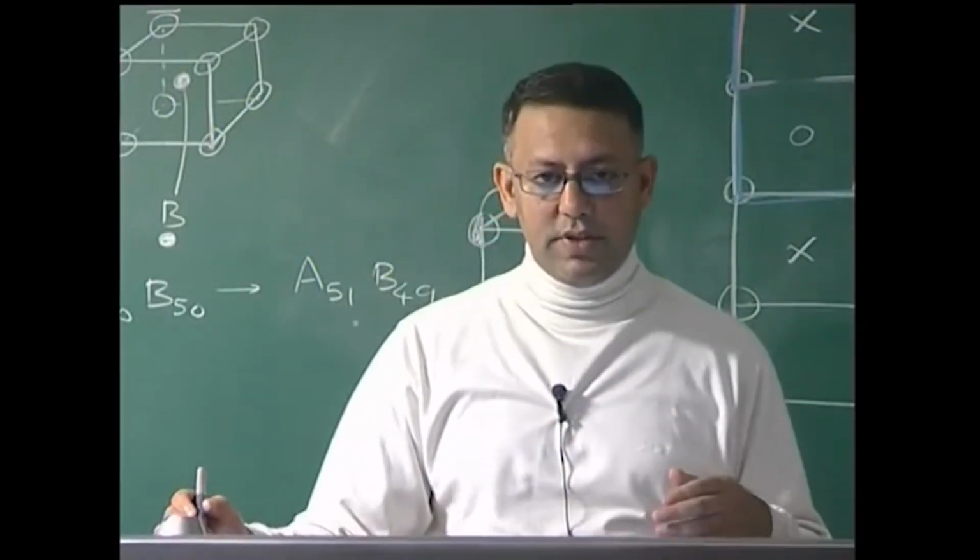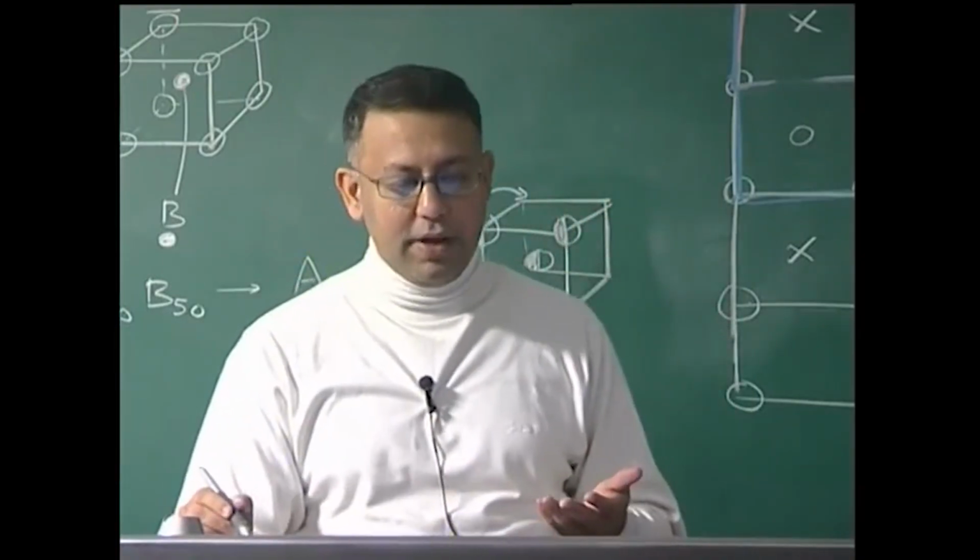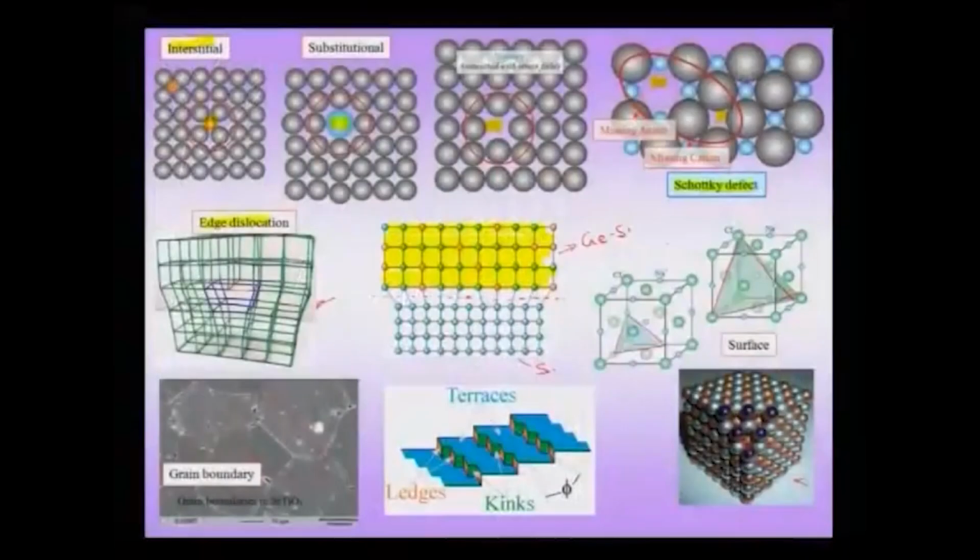So, these two are polar surfaces. Cuts along other surfaces, like for instance this 1-0-0 surface shown here, would be non-polar. Suppose I make a 1-0-0 kind of cut in such a material, then I would notice that the surface would be non-polar. So, surfaces can be polar or non-polar even in a single ionic material.